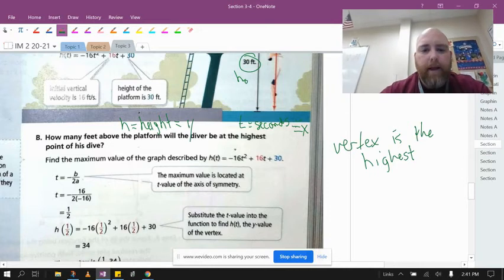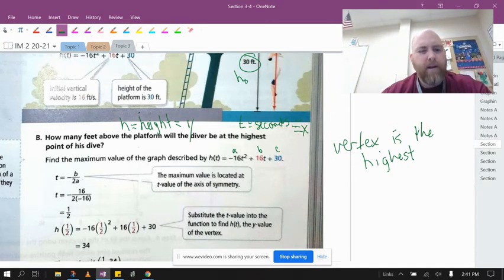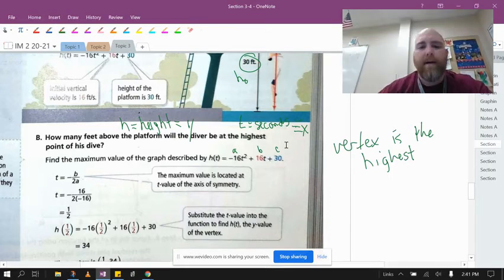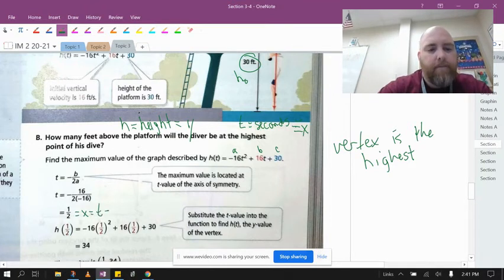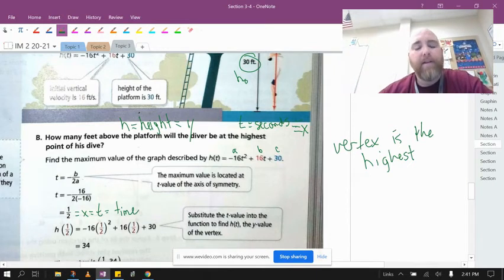So a is negative 16, b is 16, c is 30. So we just plug them in. So it's negative 16 over 2 times negative 16. That all simplifies down to 1/2. The negatives cancel out, the 16s cancel out, and that's why we have 1/2. So that is our x, or our t, so time. That means at half a second, this diver is as high as he's going to get. That is the highest point.